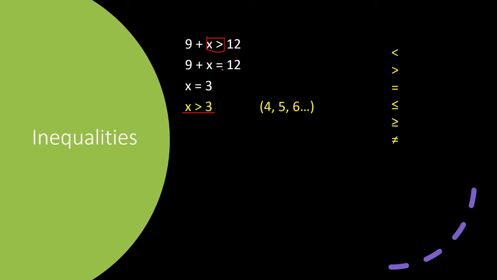Okay, so therefore we can tell that in order for this statement to be true, the 9 plus x needs to be greater than 12. So that means that the x has to be either 4, 5, 6, or 7. Don't worry, it's not going to ask you for these values, my friends. It's just going to ask you for this.